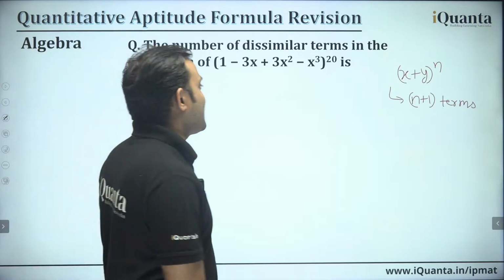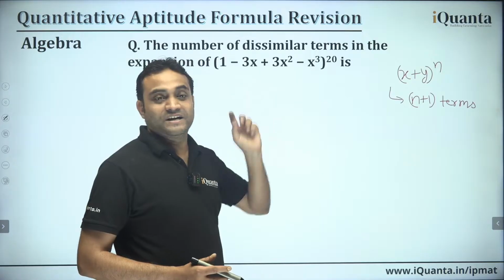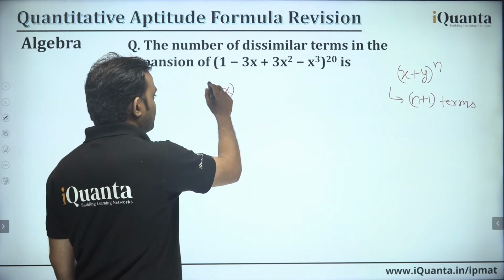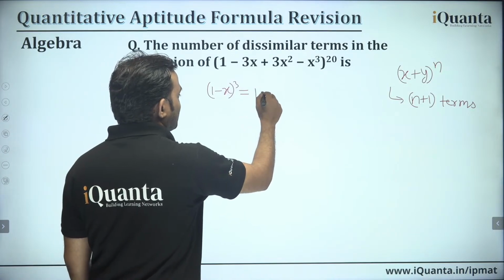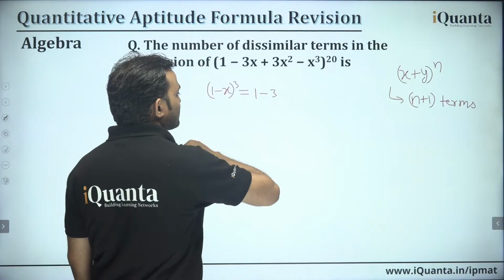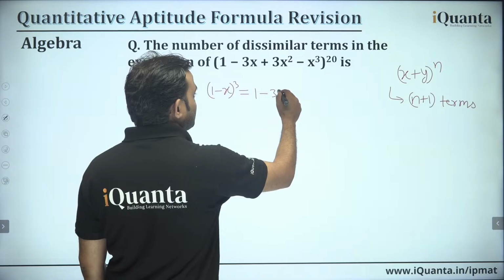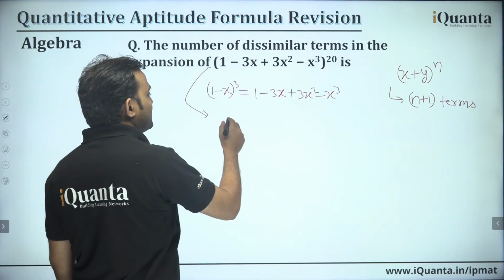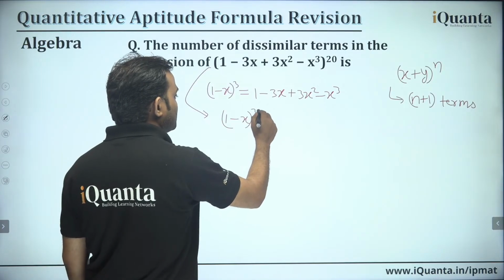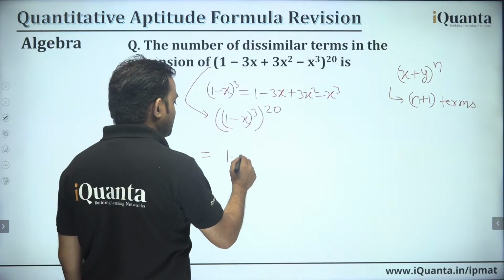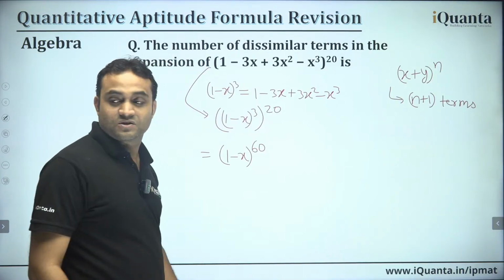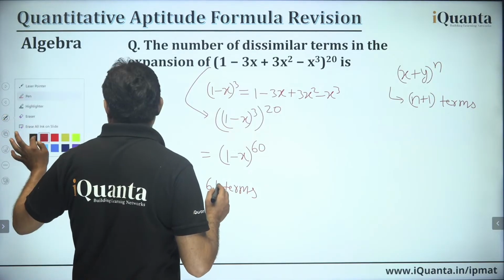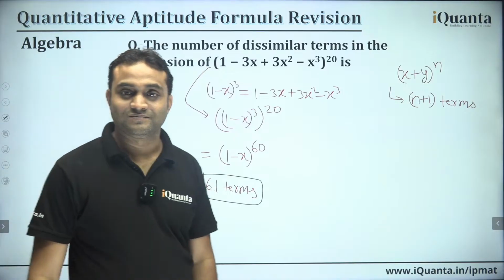Okay, so let's discuss this. As I said, there is a trick to this question: we need to convert the given expression into a binomial, meaning into two terms. How is that possible? See, if I write 1 minus x whole cube, this is equal to 1 cube, which is 1, minus 3 into 1 square into x, so this will become 3x, plus 3x square minus x cube. So this expression can now be written as 1 minus x whole cube to the power 20, which will be equal to 1 minus x to the power 60. If this is 1 minus x to the power 60, how many terms will there be? 61 terms. 60 plus 1, 61 terms. And that's our answer.